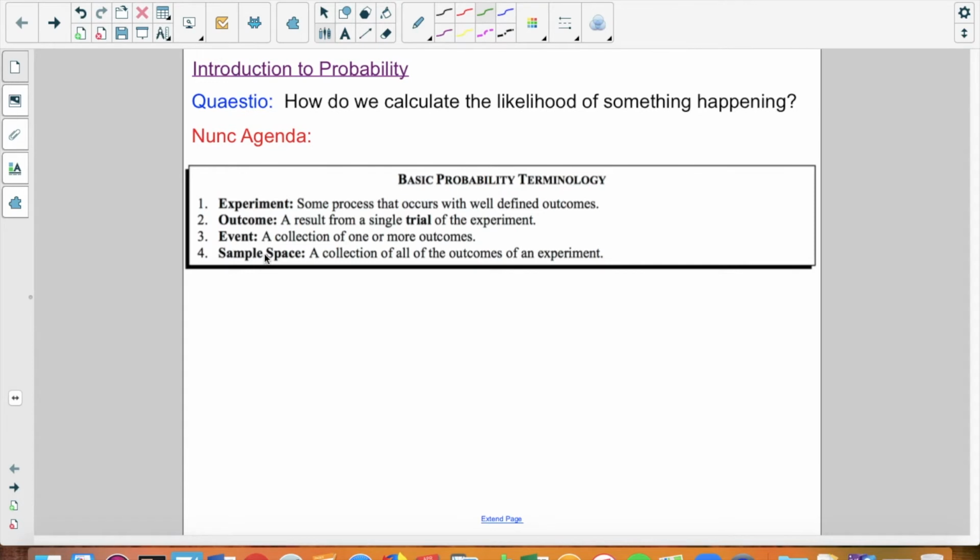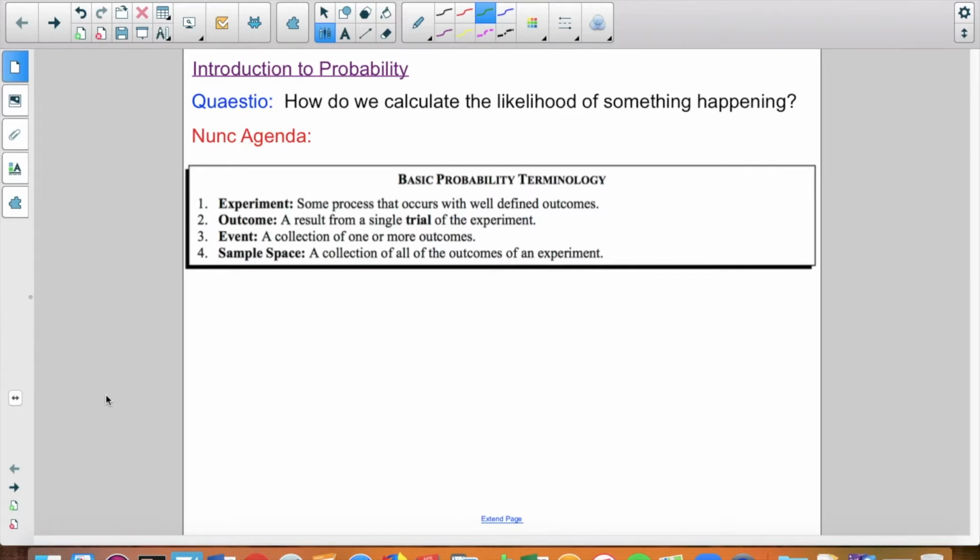Hello everyone. So we are starting unit 13, which is probability. We have one more unit until we are finished with the Algebra 2 curriculum. So, probability. What we're going to look at today is just an introduction to it, so the very basics.